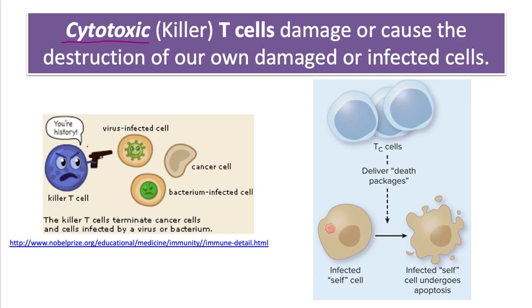So a killer T cell usually will produce some sort of toxic substance so that it'll destroy our own cells that are either infected by a virus, infected by a bacterium, or our damaged cells like cancer cells. They can induce apoptosis of those cells. So T cells deliver death package chemicals that will cause an infected or a damaged cell to undergo self-destruction or apoptosis.